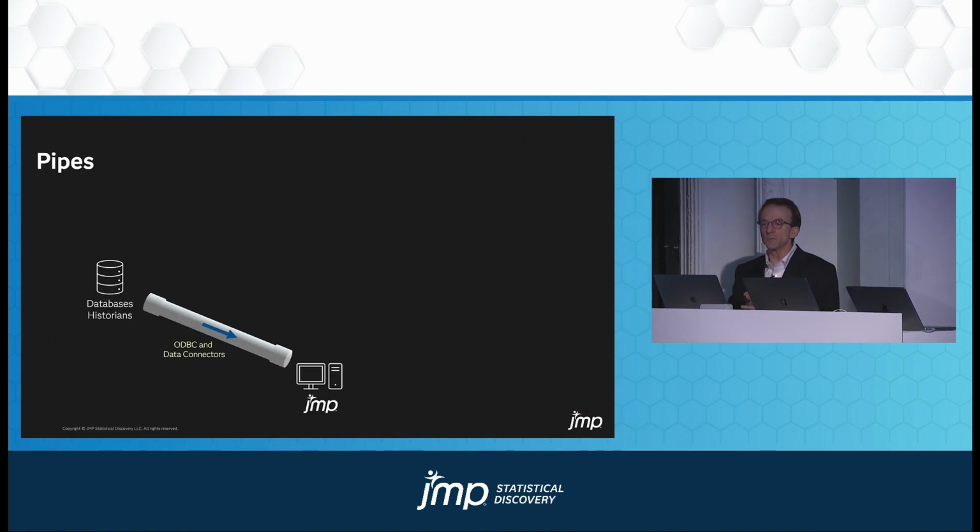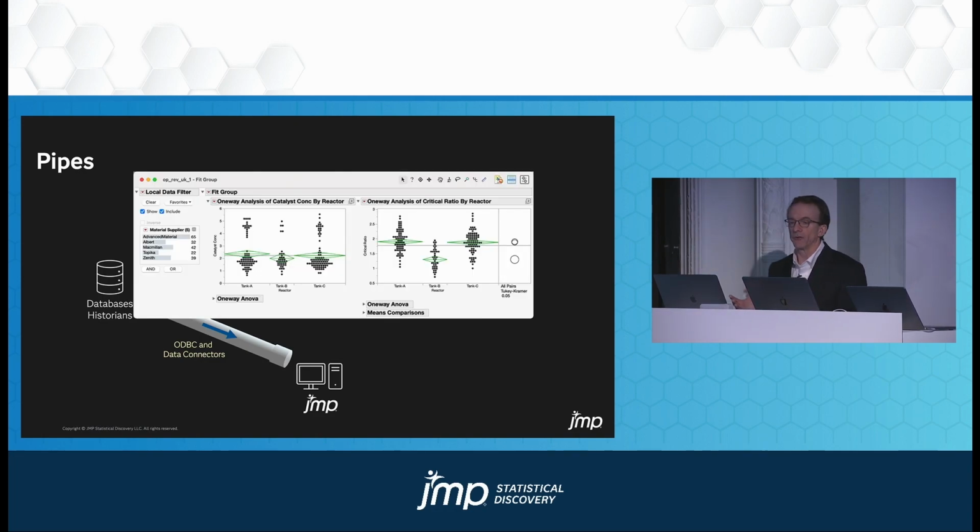So this is our first pipe of the day. We've got databases and historians, and we're using ODBC and data connectors to get that data into JMP. Now, what about the analysis? Here's the analysis that was on the previous slide. There's some interesting things here. This left-hand graph looks a little bimodal, so something weird's happening there. And in the right-hand graph, we've got a critical ratio that seems low.